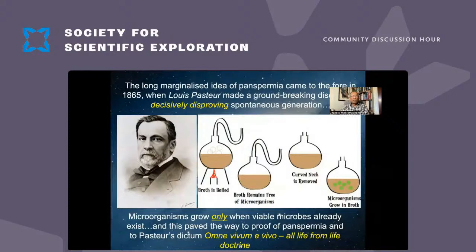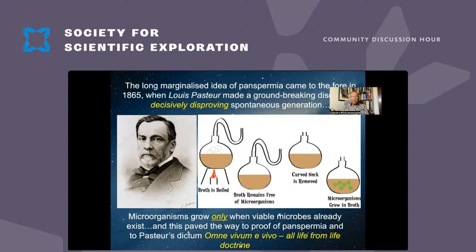The long debate about whether life started on the Earth or was brought from outside. The intellectual debate between spontaneous generation and panspermia began to take a very serious turn in 1865 when the French biologist Louis Pasteur made a groundbreaking discovery. And I think in that discovery, he decisively disproved the idea of spontaneous generation.